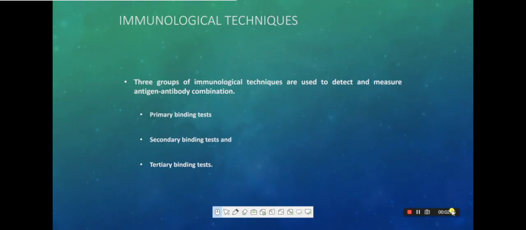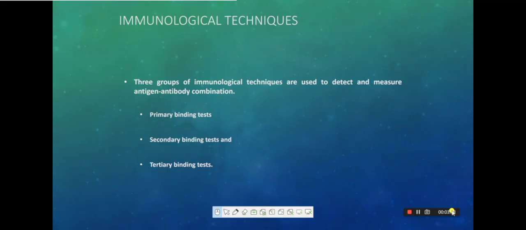In these kinds of tests, the antigen and antibody interact with each other and form an antigen antibody complex, which is then visualized under the microscope or with the naked eye, or used for the quantitative detection of the particular antigen or antibody present in the sample, right? There are three classes of immunological techniques that are widely used in the laboratory. These are the primary binding test, secondary binding test, and the tertiary binding test.